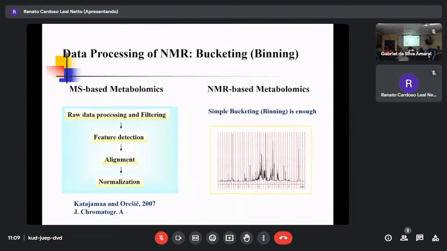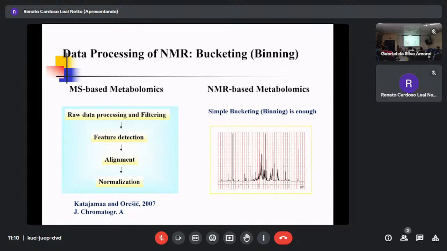Then here, when you compare processing, MS data is metabolomics: raw data processing and filtering, then feature detection, alignment, normalization. Of course, in between there are many minor processes. Basically, you have to follow those steps. But in NMR cases, some people ask, does it need alignment? Yes, we need alignment. This one is kind of marketing. Some people say binning. This one is alignment.